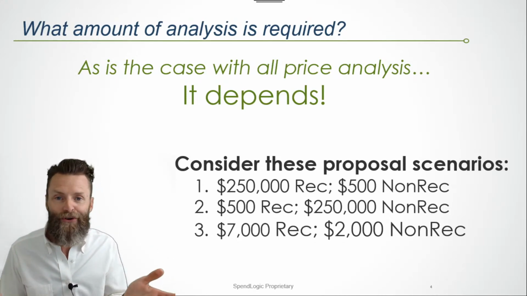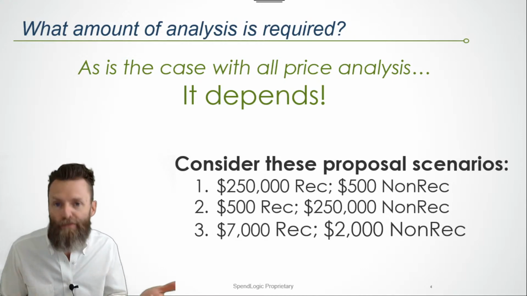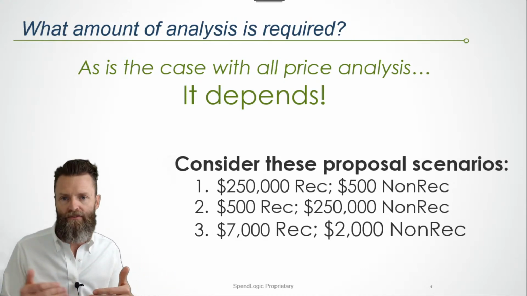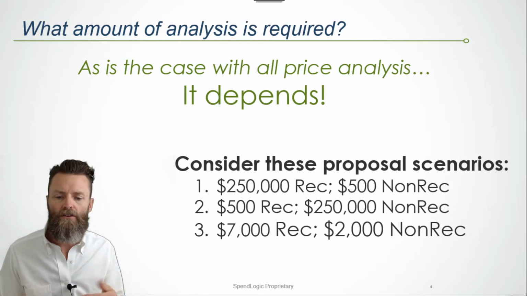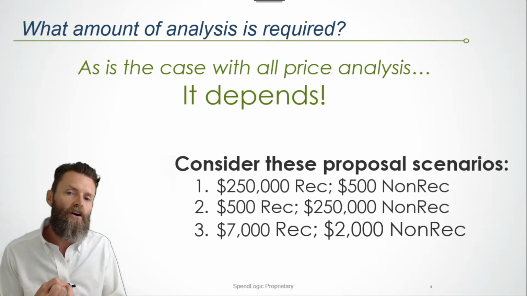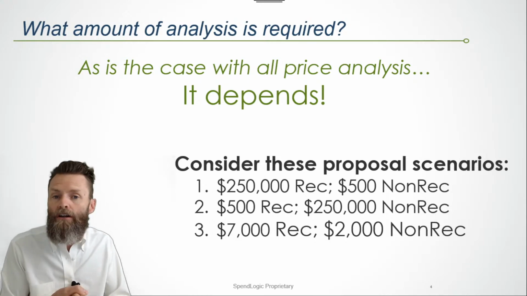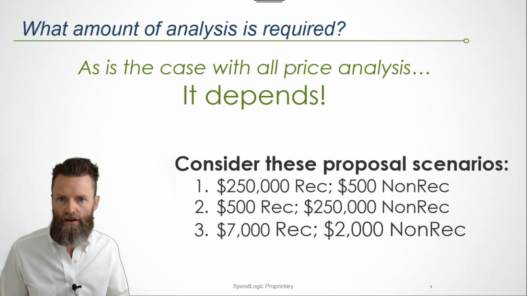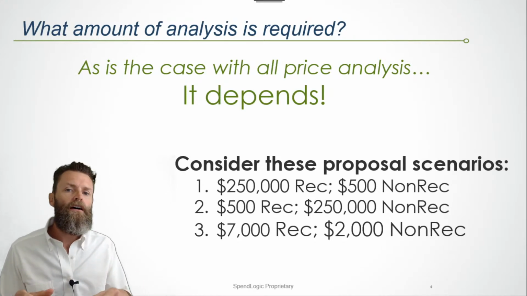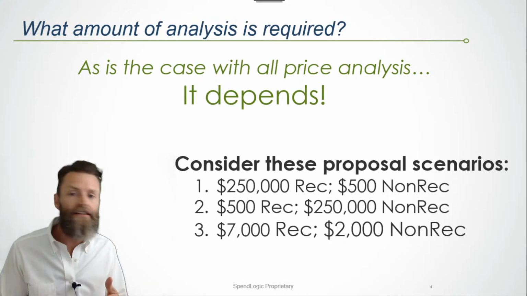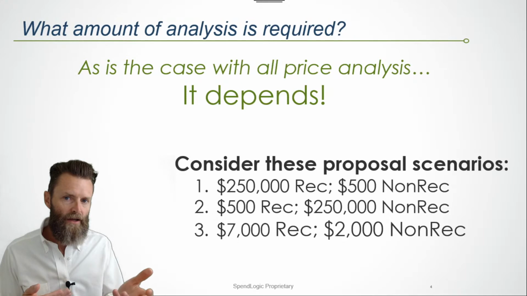Well, as with all questions related to price analysis, it depends, right? Here's a couple of scenarios, and I'm going to give you some basic rules of thumb to live by, but consider these scenarios. The first scenario is you've got a $250,000 cost in recurring and a $500 cost in non-recurring. In this case, your non-recurring is very, very small as far as the overall cost of the production run. So I would say you're going to need less. I'll tell you how to think about this in a minute.